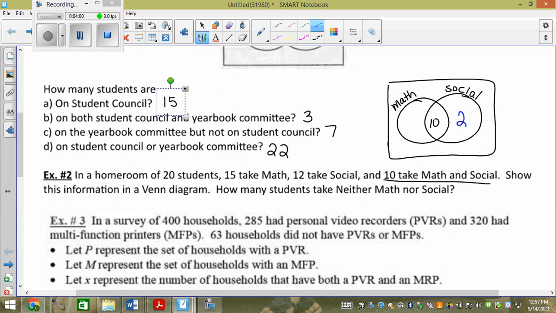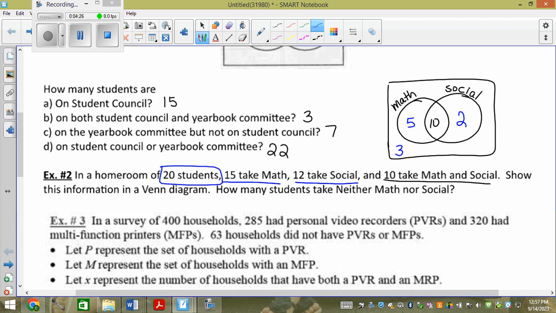And then it says 15 take math. Does it say 15 take math only? Or math? Math, so it's the whole circle. So how many take math only? How do I find the outside? Subtract the 3 numbers from 20, because those are the people who take either. So that's 17, so it would be 3.